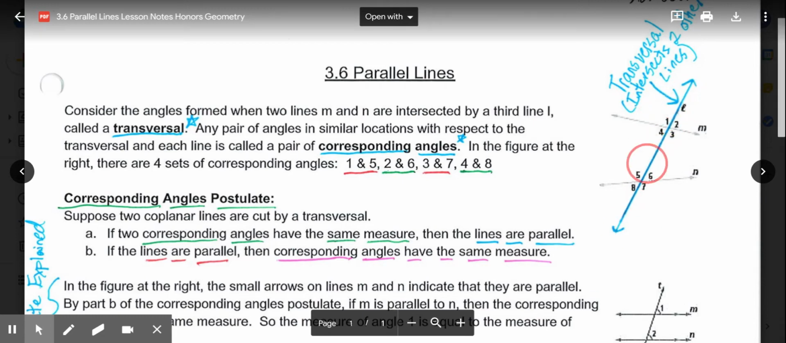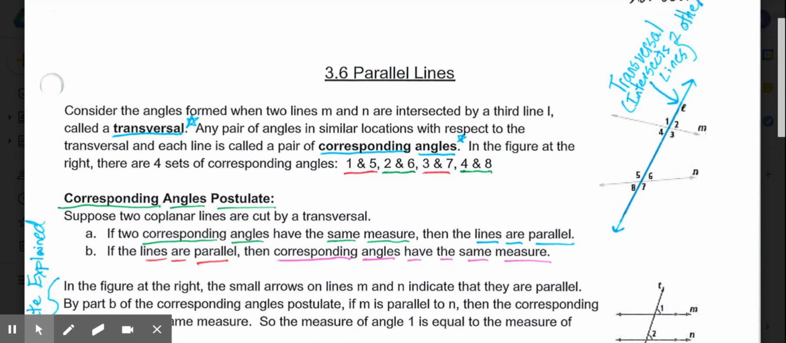because if we look along the transversal, 5 is in the upper left of where it intersects line N, and 1 is in the upper left of where it intersects line M. So both are in the upper left along the transversal, so they correspond. 2 corresponds with 6, both are in the upper right of where the transversal intersects the lines. 3 and 7, both in the bottom right, and then 4 and 8, both in the bottom left.